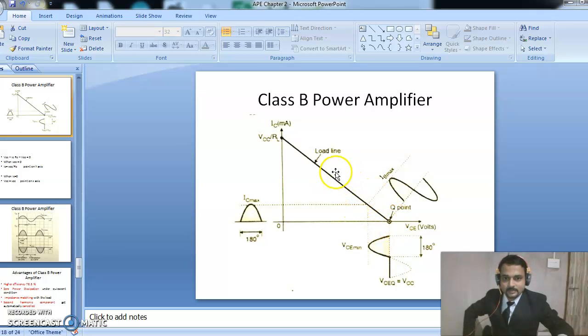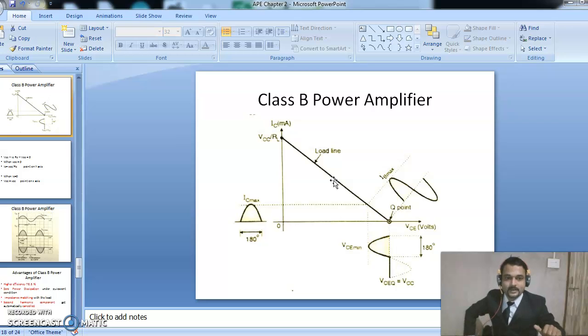In a class A power amplifier, the operating point is at the center of the DC load line, so the transistor operates for both half cycles, during the positive half cycle and also during the negative half cycle of the input signal. In a class B power amplifier, the transistor operates during the positive half cycle of the input signal, and during the negative half cycle it is in the cutoff region, in the off state.